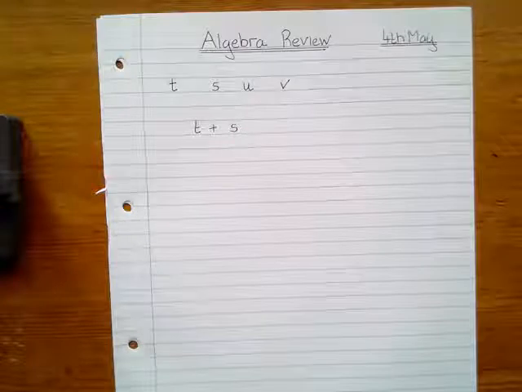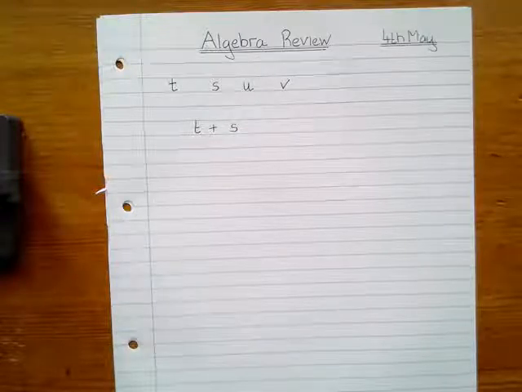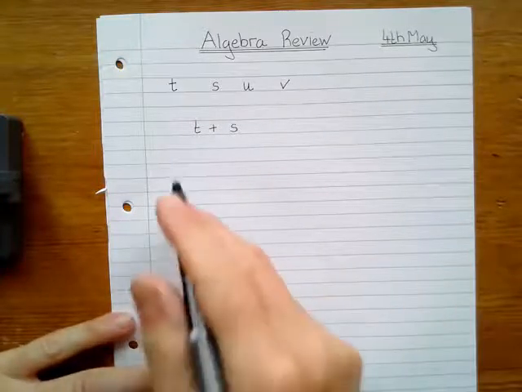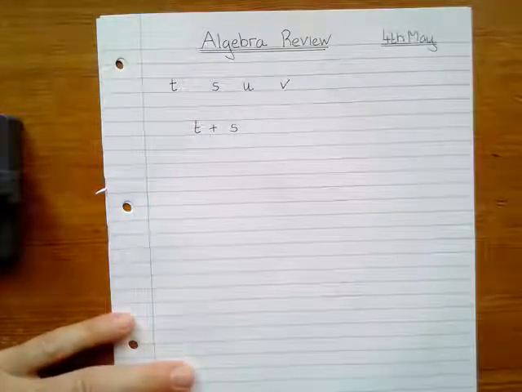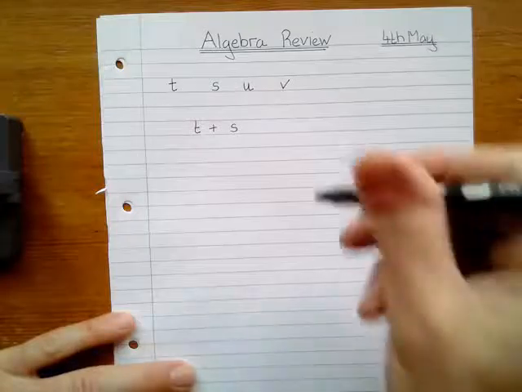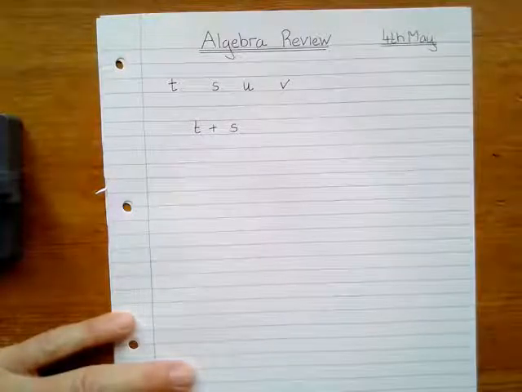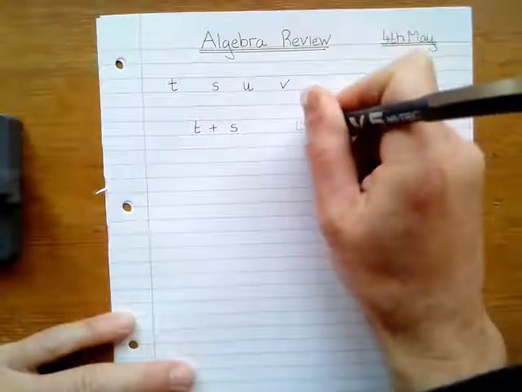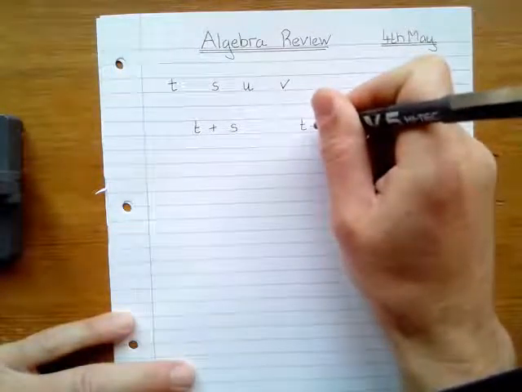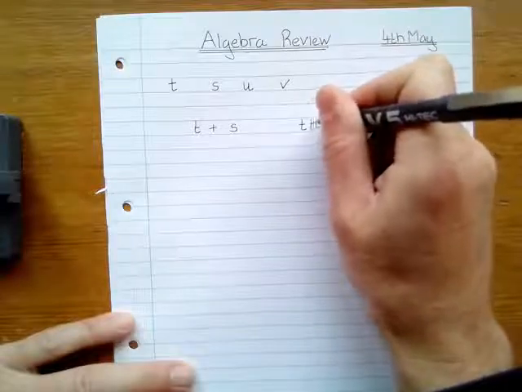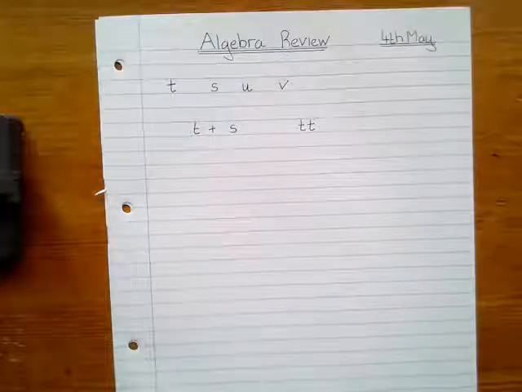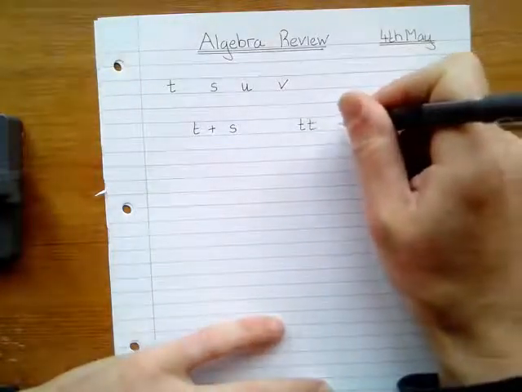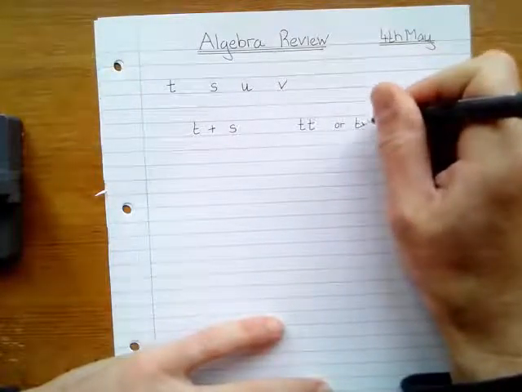Okay, so that's what algebra is about, really. Very basically. So now T plus S is one thing you could do. Another thing you could do is you could maybe times T by itself. So I said T was 5. So, for example, I could talk about times-ing T by itself. Now in algebra, we could write TT, which is short for T times T.